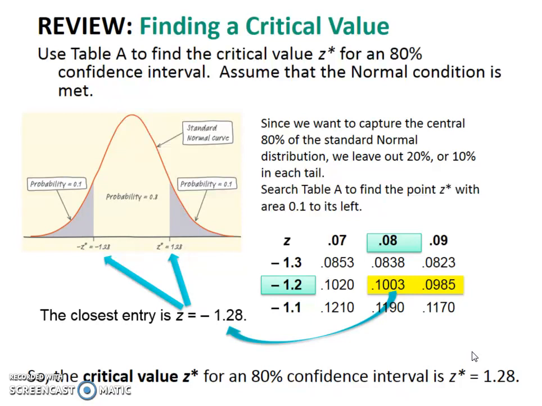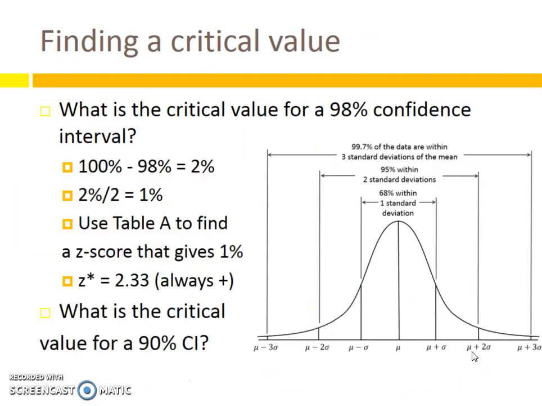So let's do another one. What is the critical value for a 98% confidence interval? Well, if it's 98%, that means we have 2% on the tails total, meaning 1% on each tail. So using table A, you would look up now 0.01.